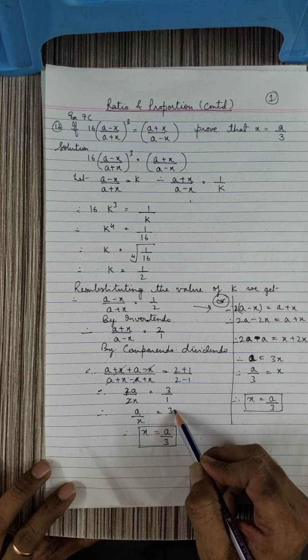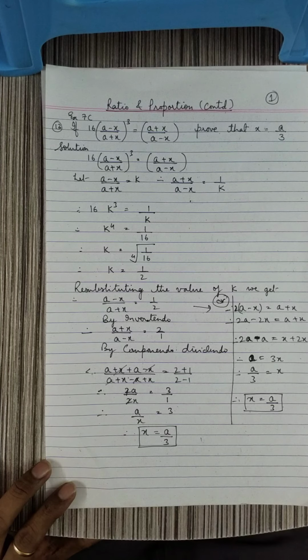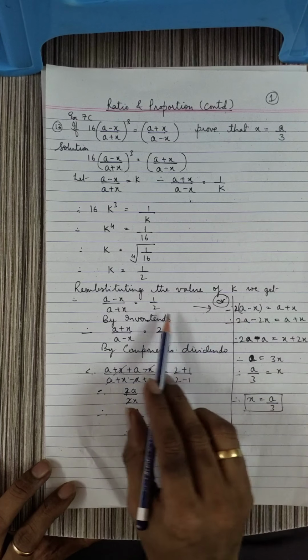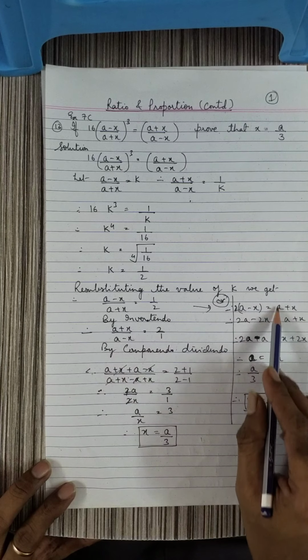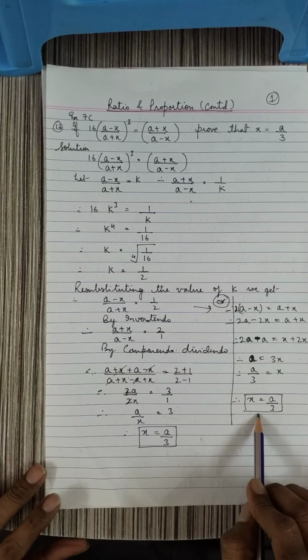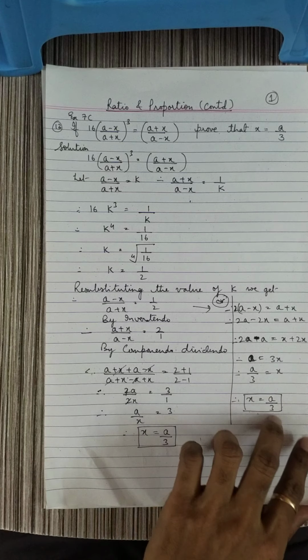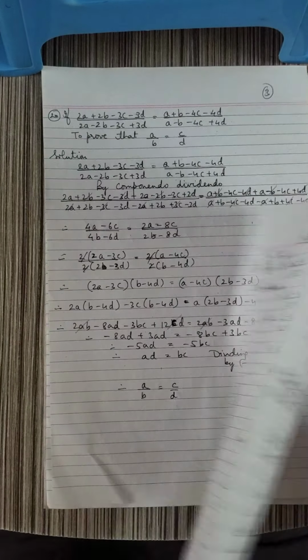So a upon x is 3. So x is equal to a upon 3. Another way of solving is you can cross multiply 2 here and a plus x here and open the bracket. Again you will end up with the same answer. So two methods of doing the sum. So this was the 13th sum.